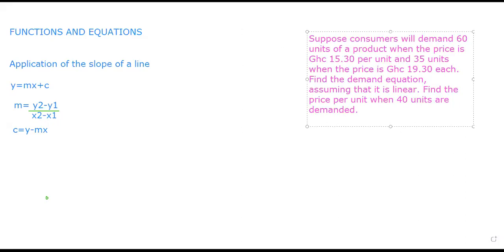Suppose consumers will demand 60 units of a product when the price is 15.30 Ghana cedis per unit, and 35 units when the price is 19.30 Ghana cedis each. Find the demand equation, assuming that it is linear. Find the price per unit when 40 units are demanded.